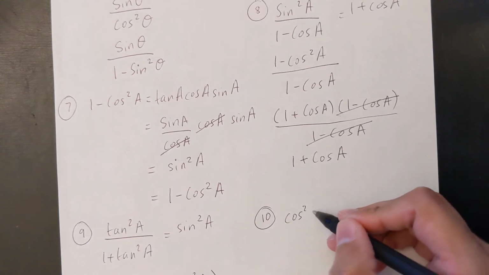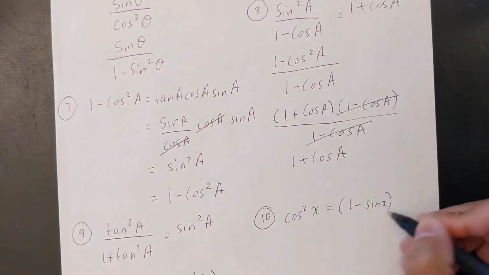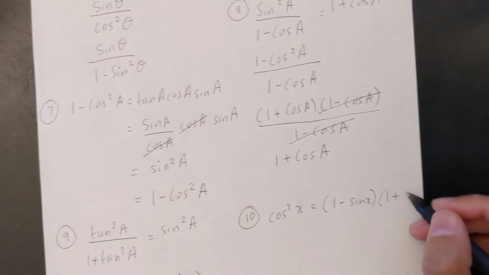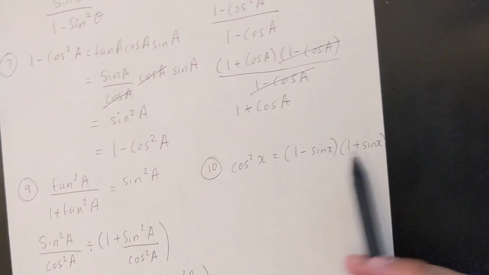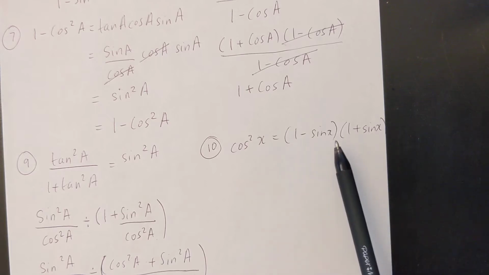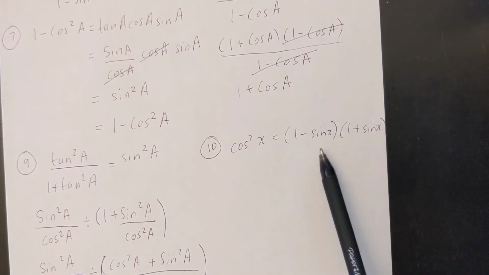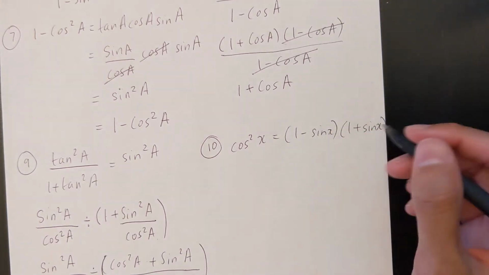Cos square x equals (1 minus sine x)(1 plus sine x). Now doing this question, you can work on either side. It really doesn't matter. It's equally easy. If you worked on this side, you would have to FOIL out the brackets. If you worked on this side, you'd have to factor. I'll just do the FOIL because we haven't done that before.